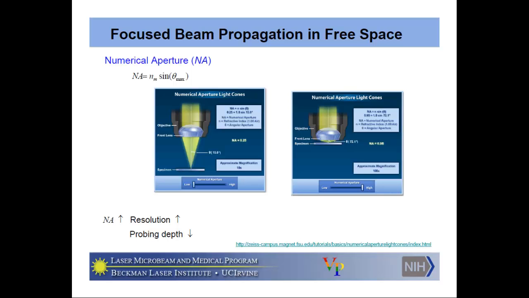Okay, regarding numerical aperture, you have a larger numerical aperture like this one. When you have a larger numerical aperture, it's going to provide a tighter focus like this. And when you have a smaller numerical aperture, your probing depth is larger, but the resolution is not good in this case. But when you have a larger numerical aperture, you can get a better resolution. So there's a compromise in that.